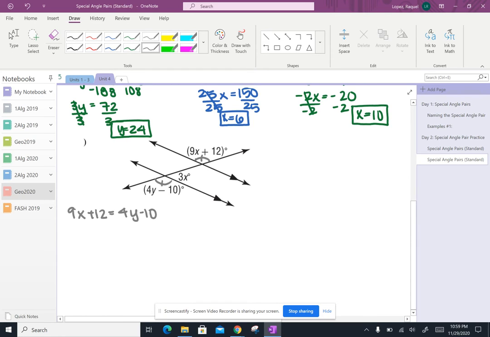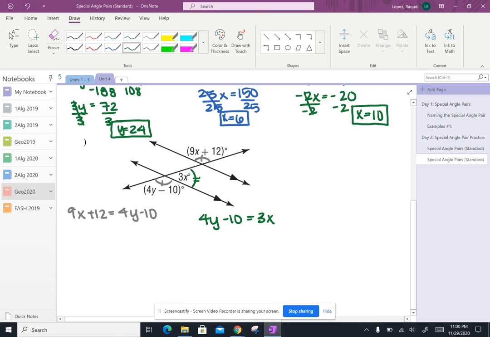And now that I look at it, I can see that I'm going to have a system. Okay, so that's one equation. I need another equation. Let's see how we can relate this 3x. Well, 3x and the 4y minus 10, those create a straight line, which means they create a straight angle, and straight angles are 180 degrees. So another equation I can set up is 4y minus 10 equals 3x.